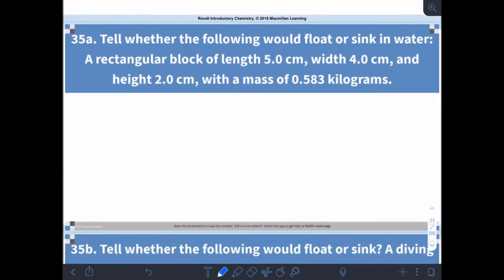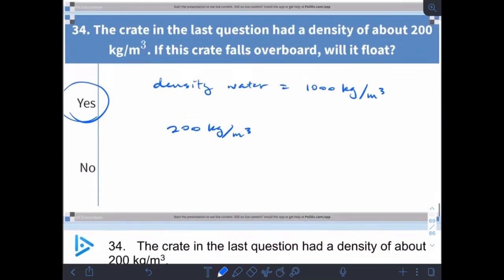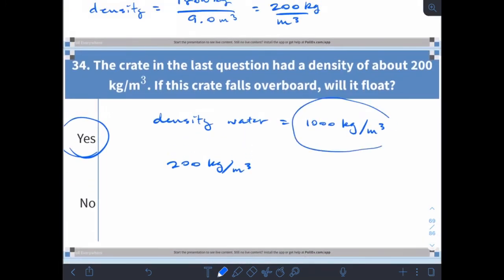Okay, so we've got a couple more questions involving density here. Tell whether the following would float or sink in water. A rectangular block with the following measurements with a mass of 0.583 kilograms. So we said in the previous question that water has a density of 1,000 kilograms per cubic meter.